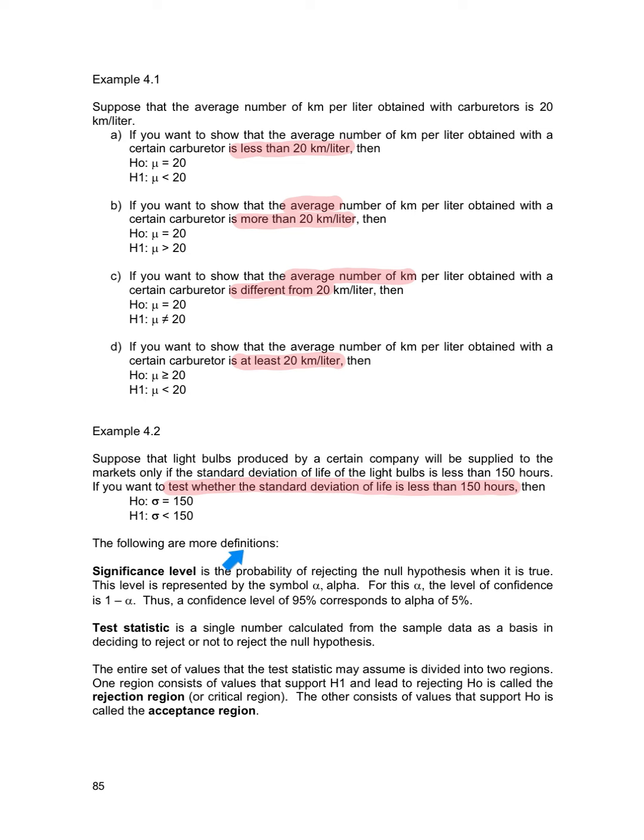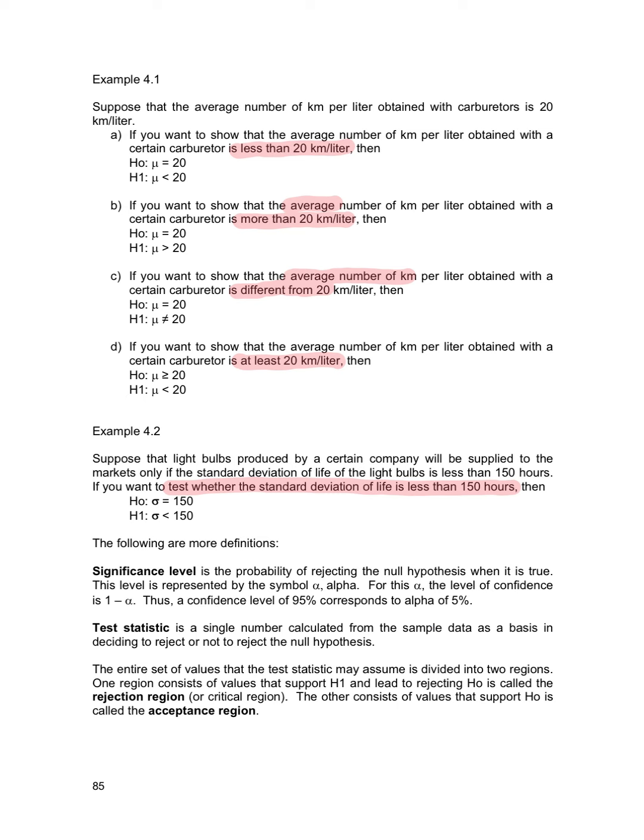So the following are more definitions. Significance level is the probability of rejecting the null hypothesis when it is true. This level is represented by the symbol alpha. For this alpha, the confidence level is 1 minus alpha. Thus, a confidence level of 95% corresponds to an alpha of 5%.